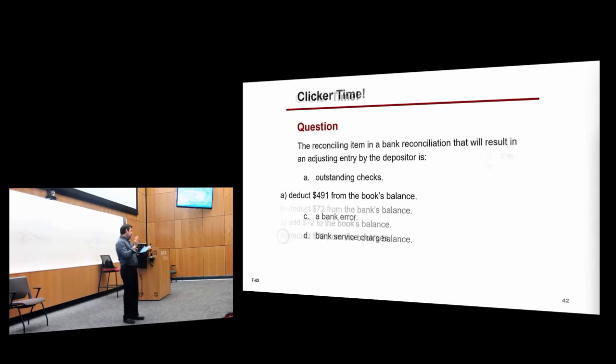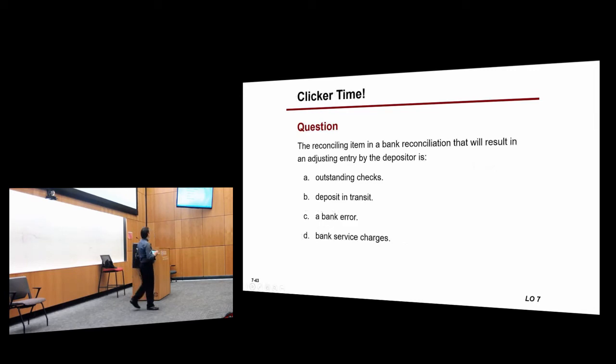If you're still kind of confused about this one, just try to review the correcting entries. This is basically just a correcting entry.